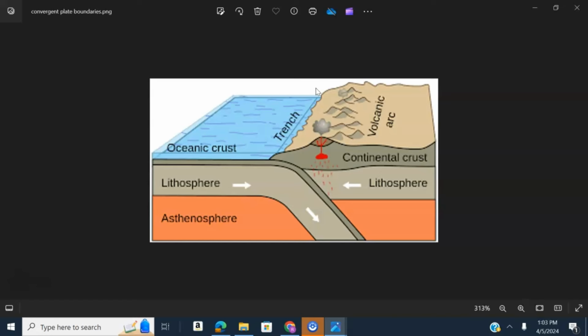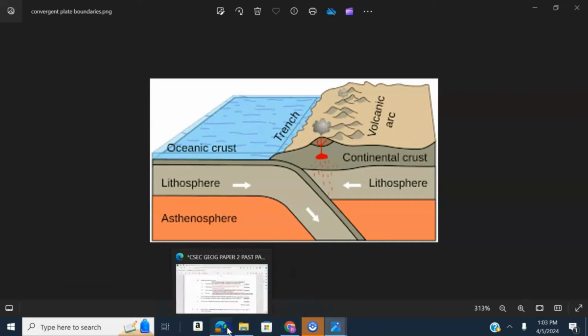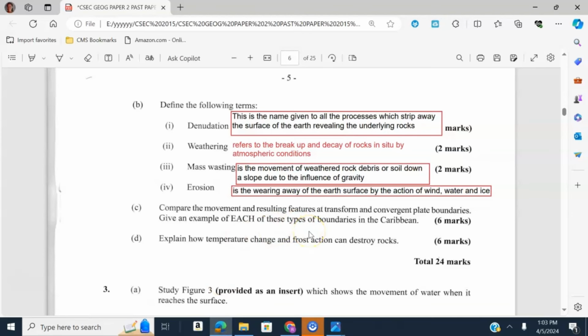An example of convergent plate boundaries is the Caribbean plate meeting with the South American plate, where one is forced to subduct. So once you're able to do that, 6 marks in total should be yours. So once you were able to explain the movements of the plates, the features that result from the plates, as well as examples in the Caribbean, 6 marks is yours.